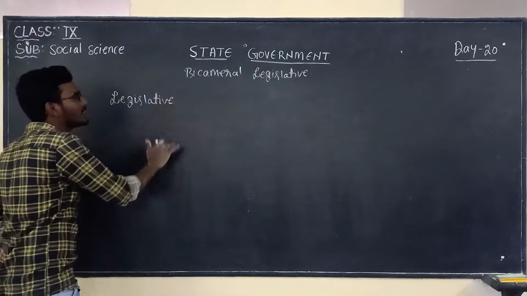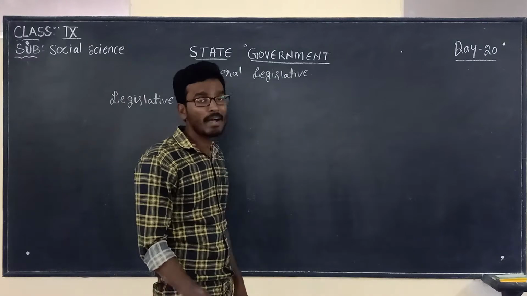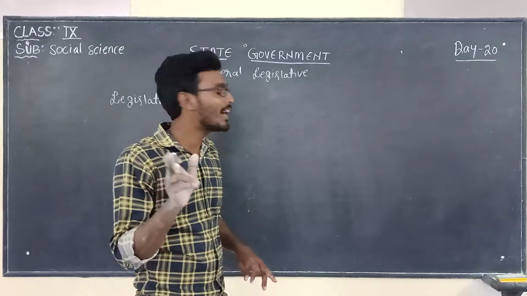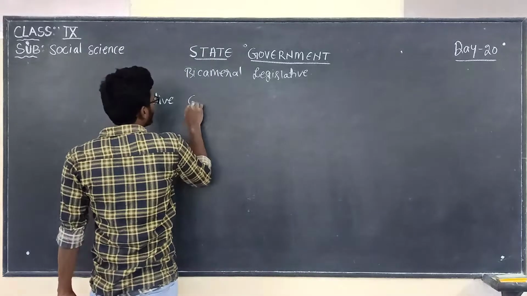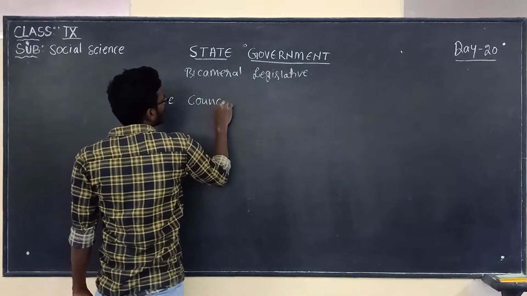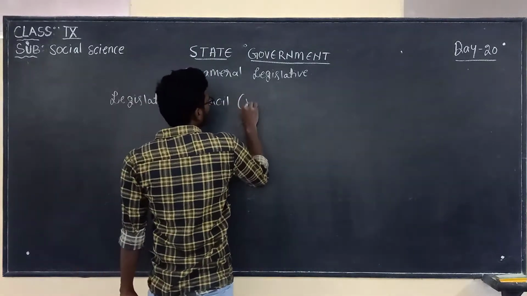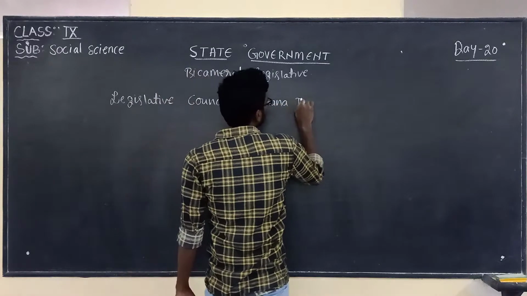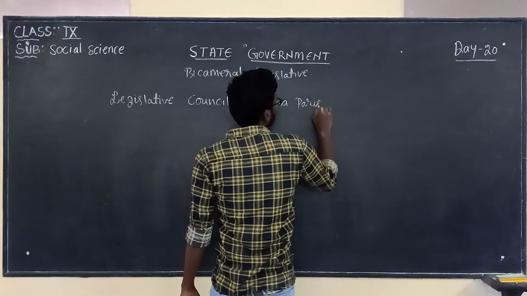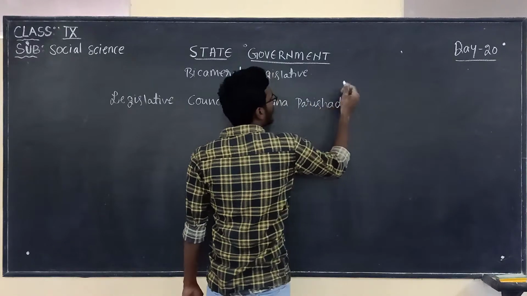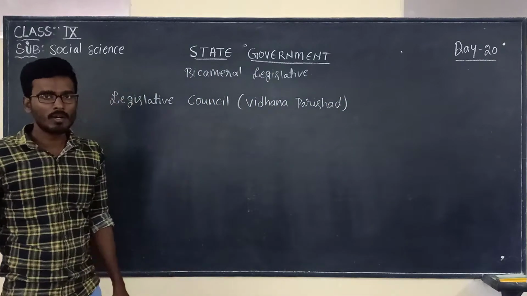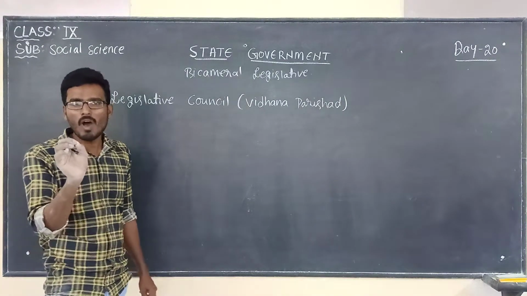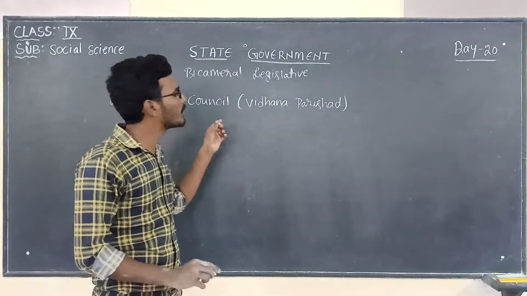So what type of legislature does Karnataka have here? Bicameral legislature, which means Legislative Council plus Legislative Assembly. Here, the Legislative Council we can call Vidhana Parishad. So today in this class, let us talk about a small introduction to the Legislative Council, or Vidhana Parishad.